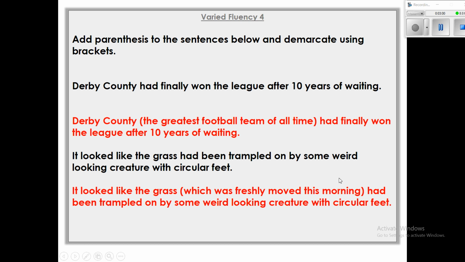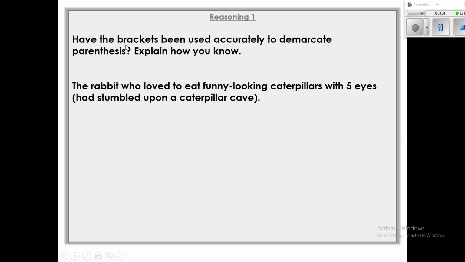Okay, so that's my extra information explaining a bit more about the grass. Okay, so have the brackets been used correctly or accurately to show parenthesis, or demarcate parenthesis? Explain how you know. So read the sentence here.